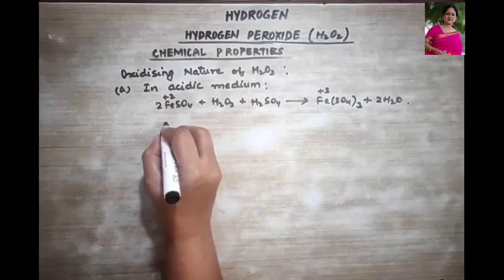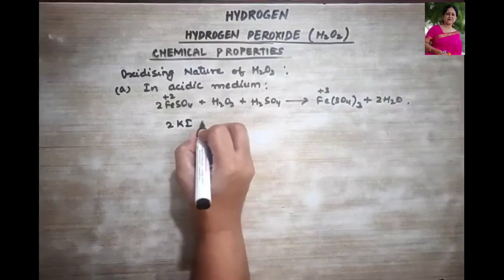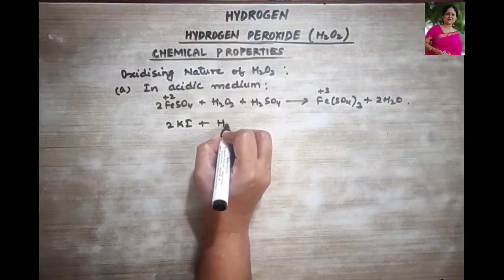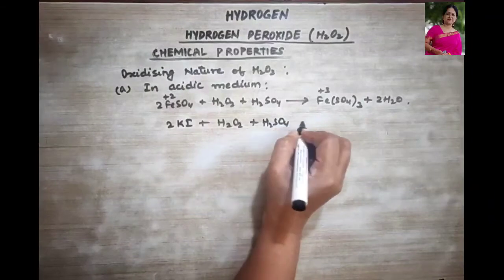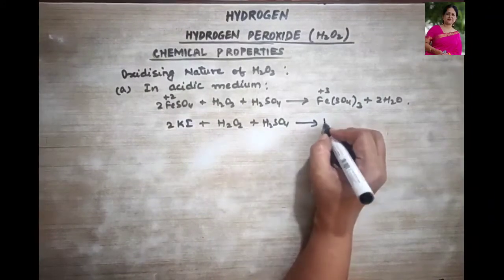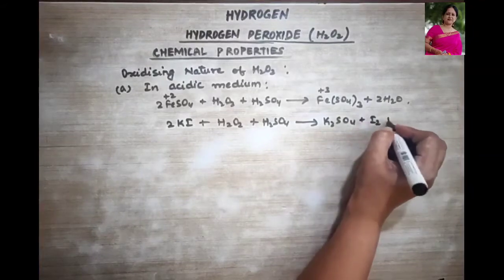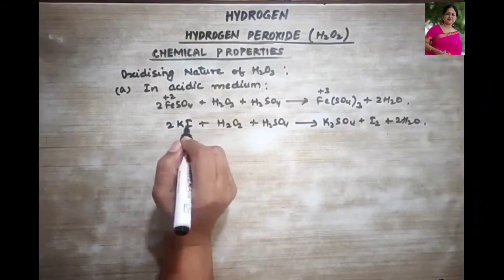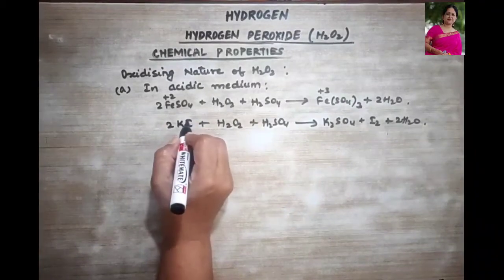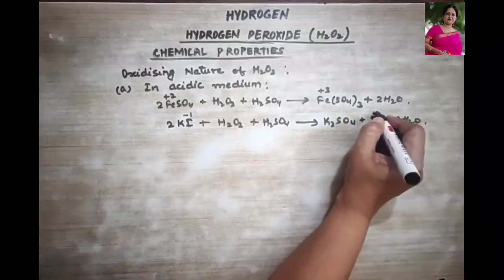Let's take one more example, like 2KI, potassium iodide, when treated with H2O2 plus H2SO4. What is it going to give? It will give K2SO4 plus I2 plus 2H2O. So let us look at the oxidation state of iodine over here. Here it is -1 and here it is 0.